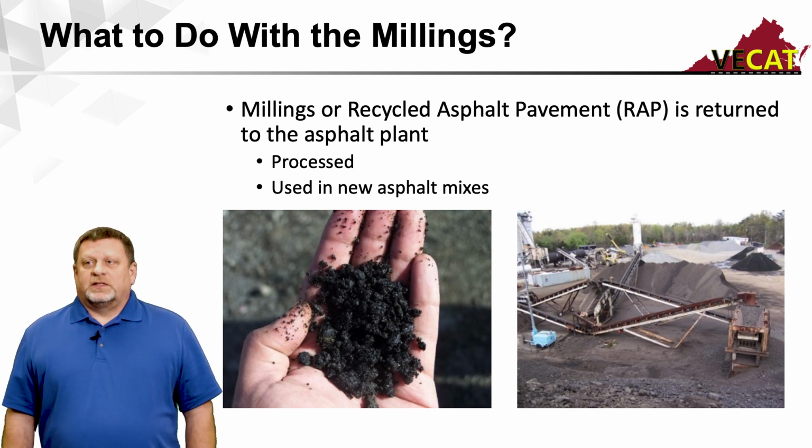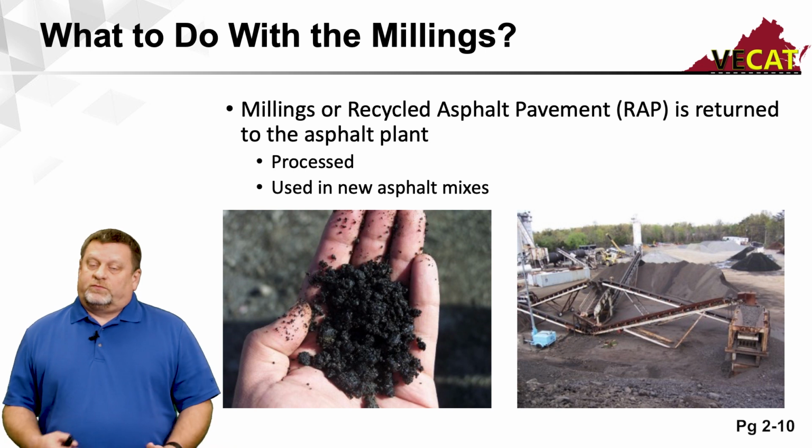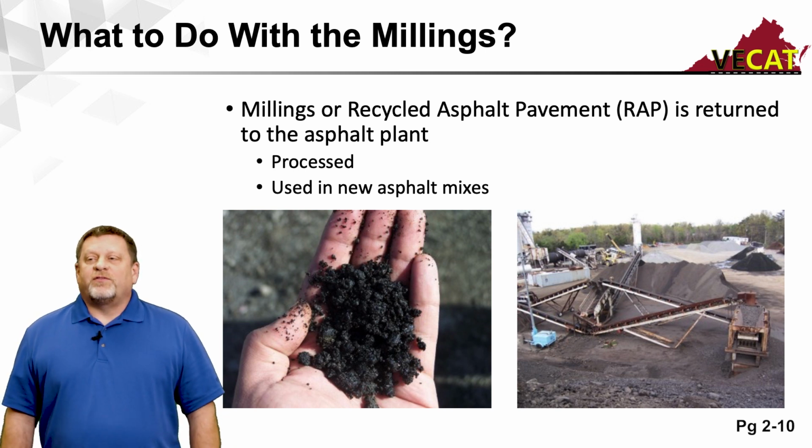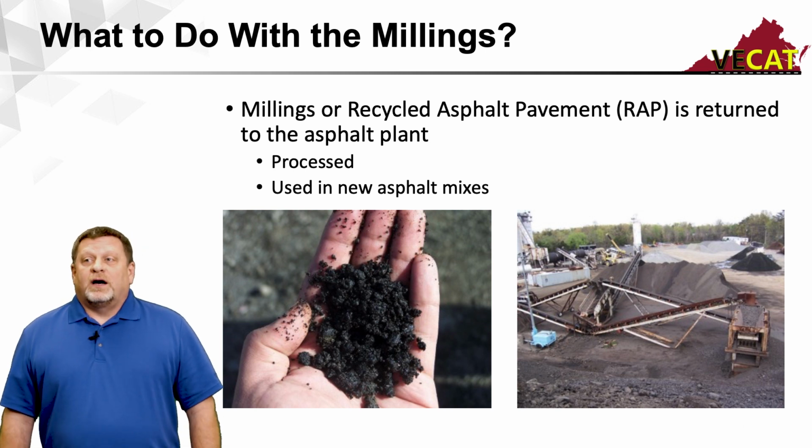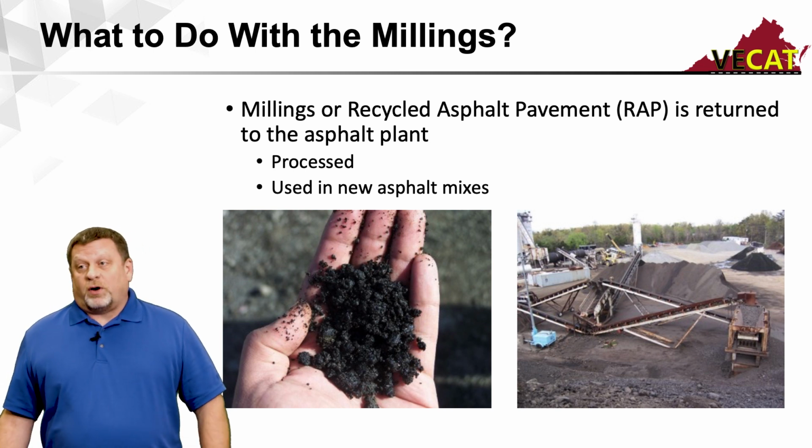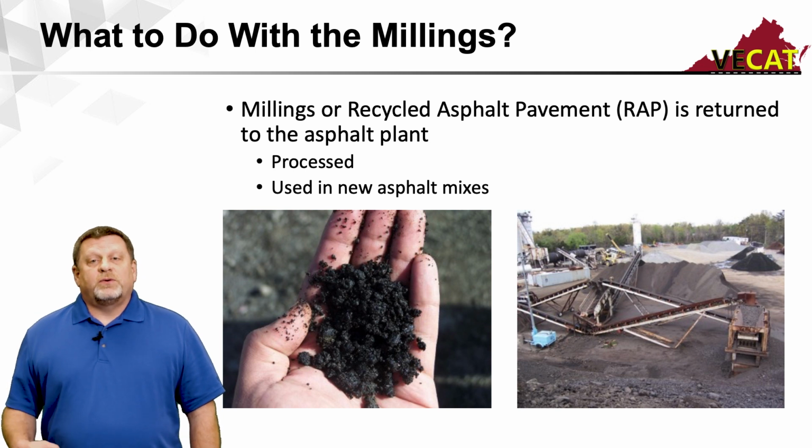So what do we do with the millings? Once you've done the milling operation, the millings, which are also called recycled asphalt pavement, or the acronym RAP, are typically returned to the asphalt plant. Once they're returned, they can be processed, and once they're processed, they're used in new asphalt pavements. In Virginia, we commonly have anywhere from 10 to 15% RAP put in our SMAs, to as much as 40 and 45% going in some of our base mixes and other mixes. So we have a wide range of quantities of RAP that's allowed to be used in our new pavements.